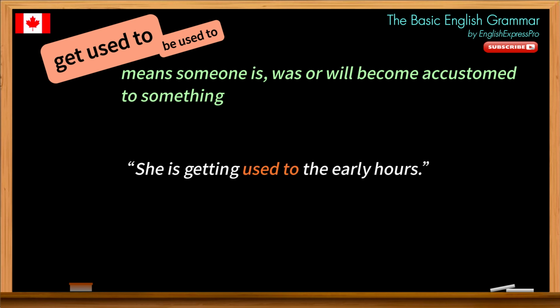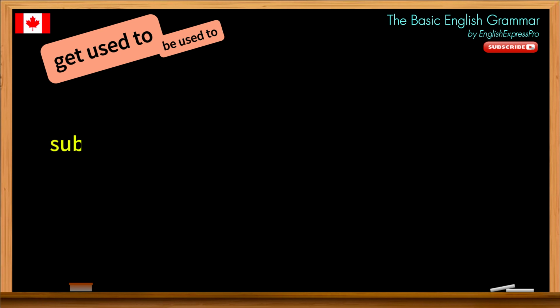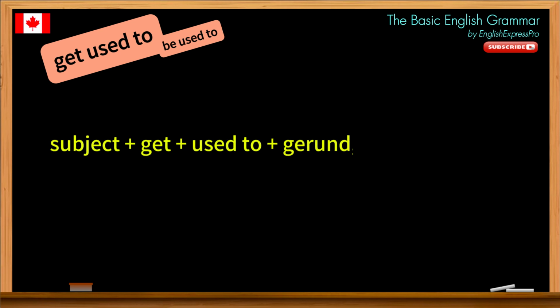The words used to in the phrase get used to are also an adjective. The sentence structure goes like this: subject plus get plus used to plus gerund, noun, or pronoun. Listen for the verb tense of get in the following examples, and take note that nouns follow get used to.